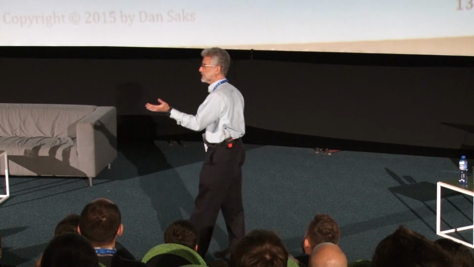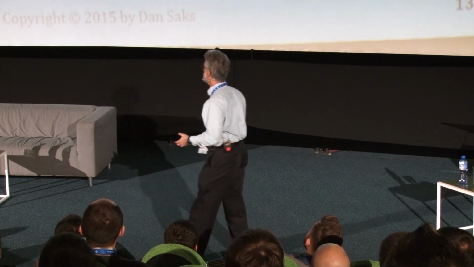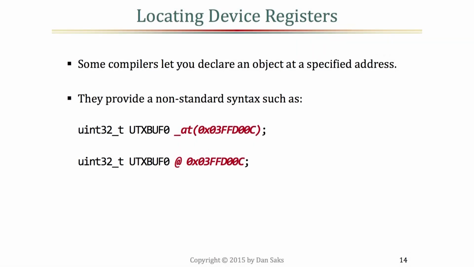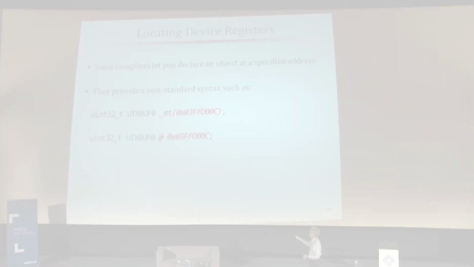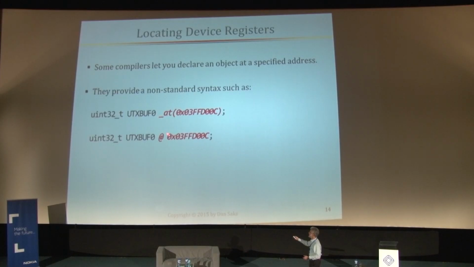So you can't use conventional declarations to declare objects. You have to do something else. Next. A fair number of compilers give you extensions, things that look like this, where you use something like underscore at and parentheses, or the at sign. This says, I want to declare this uint32_t object at that location. The compiler will then cooperate with the linker to say, okay, that's the address at which I'm going to put it. But notice that this is non-standard. This is going to vary from compiler to compiler, and some compilers have nothing like this at all.